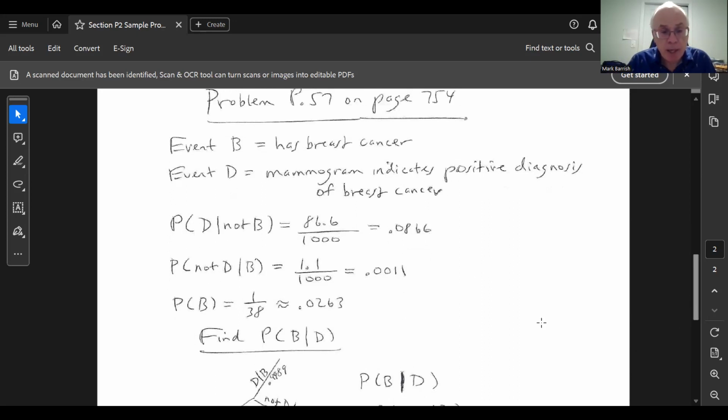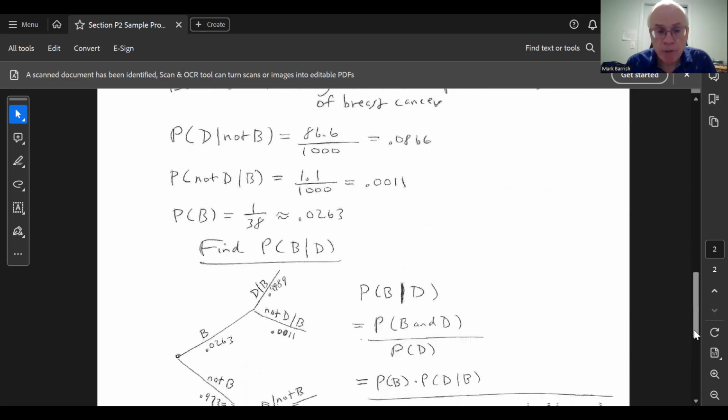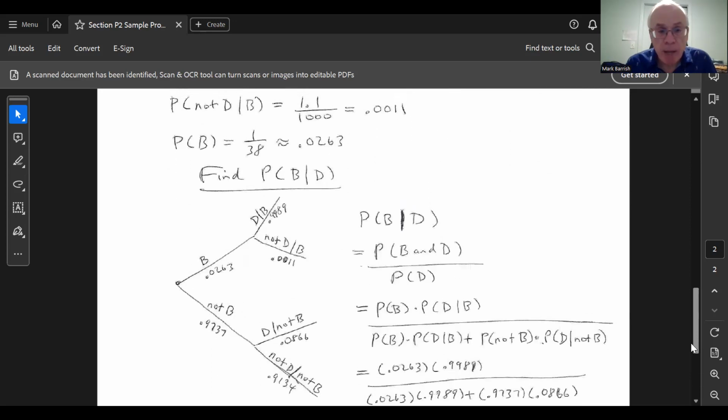And you're being asked, what's the probability of B given D? Now notice that up here, you see the probability of not D given B and D given not B. Notice it's in reverse of what you're being asked to find. So when you find this probability, you need to use the conditional probability equation and then use the tree diagram.